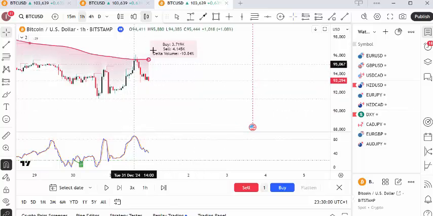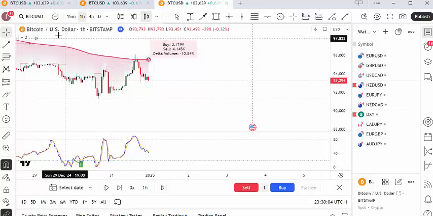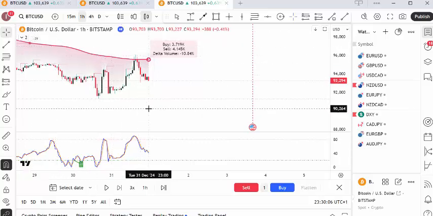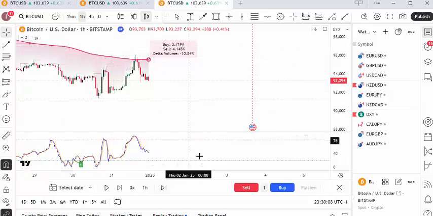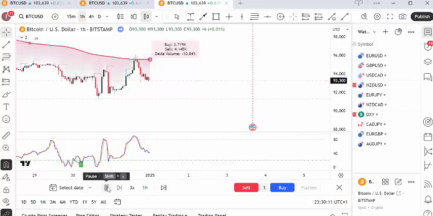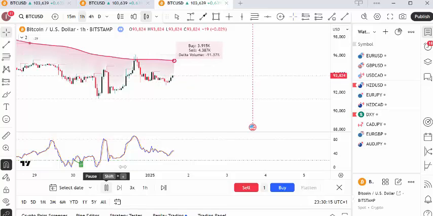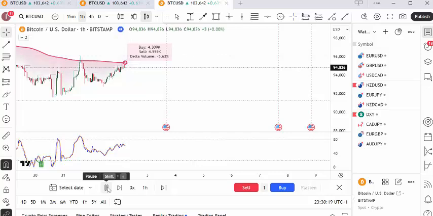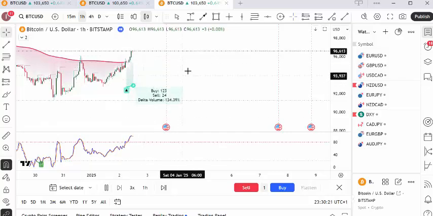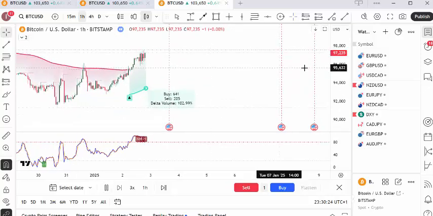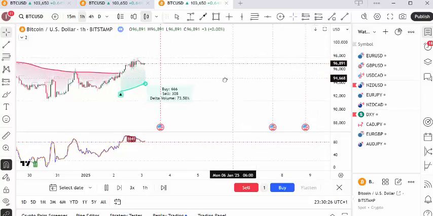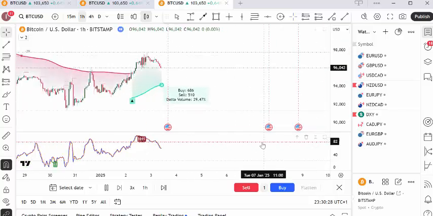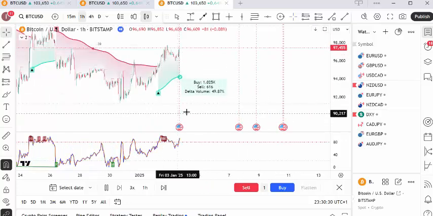So we're going to start with this Bitcoin and let's see. Remember the rules for this trade: bearish trend, bearish divergence; bullish trend, bullish divergence. Okay, so I'll start. Let's watch how it plays. Okay, market is bullish. So wait for a bullish trend, a bullish divergence.